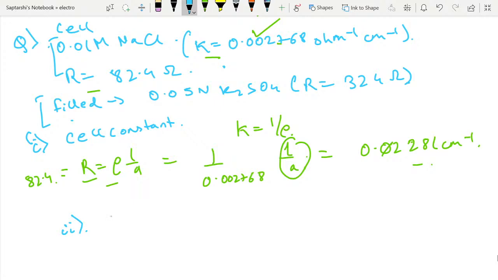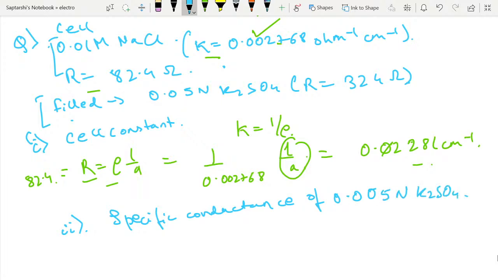Okay, so it says now find the specific conductance of 0.05 normal K2SO4. So over here we have the concentration, we have the R, and we have to find the specific conductance.